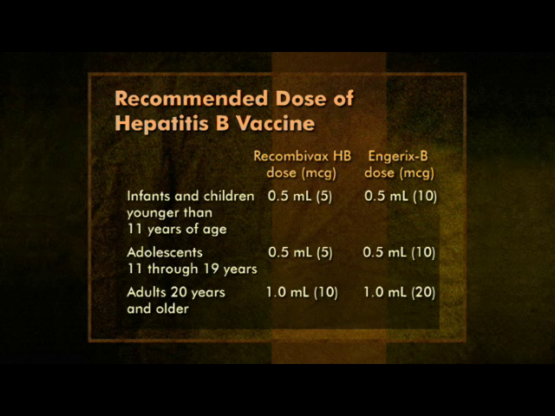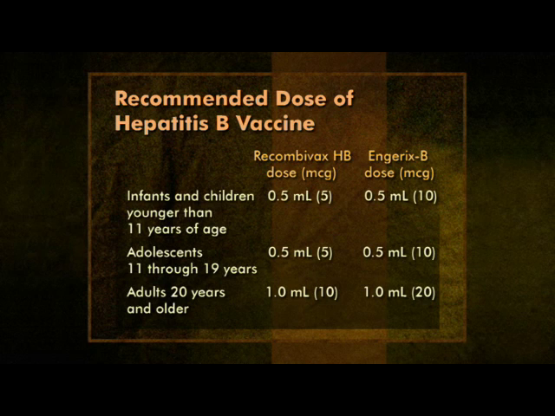Adolescents 11 through 19 years of age, in the second row, should also receive a half milliliter dose of either Recombivax or the pediatric formulation of Engerix. Adults 20 years and older should receive 1 milliliter of either Recombivax or the adult formulation of Engerix. As with the pediatric formulations, the adult formulation of Engerix has twice as much antigen per dose as Recombivax, but the vaccines are considered to be equivalent and are interchangeable.